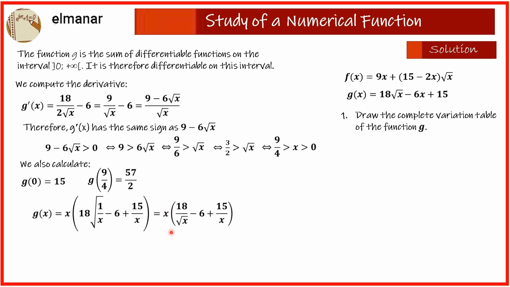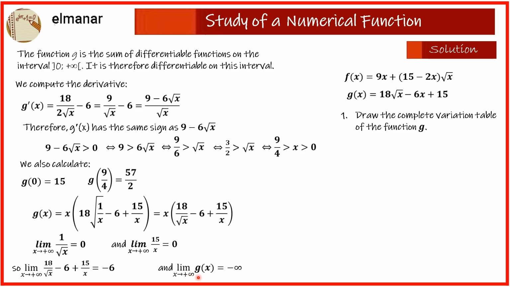Now, the limit of 1 divided by the square root of x as x tends toward infinity is equal to 0. Likewise, the limit of 15 divided by x as x tends toward infinity is also 0. Therefore, the sum 18 divided by the square root of x minus 6 plus 15 divided by x tends to negative 6. As a result, the function g of x tends toward negative infinity when x tends toward infinity.